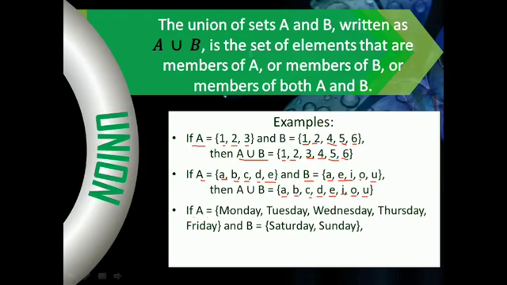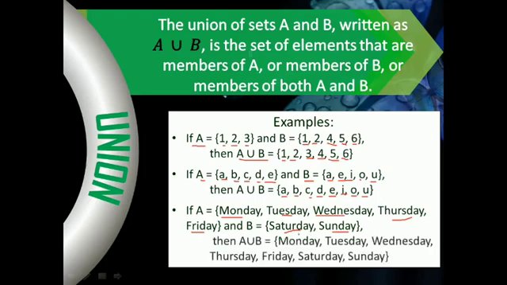So, next, example number 3. If set A has the elements Monday, Tuesday, Wednesday, Thursday, and Friday, and set B has the elements Saturday and Sunday, then A union B has the elements Monday, Tuesday, Wednesday, Thursday, Friday, Saturday, Sunday. So we just combine the elements that are present in A and in B. So that is the concept of union of sets.